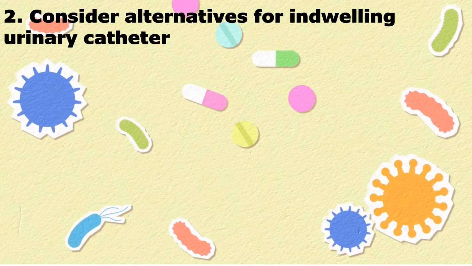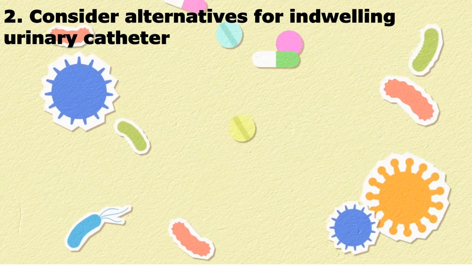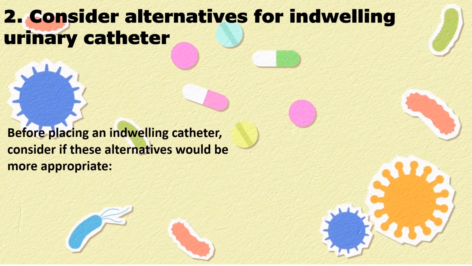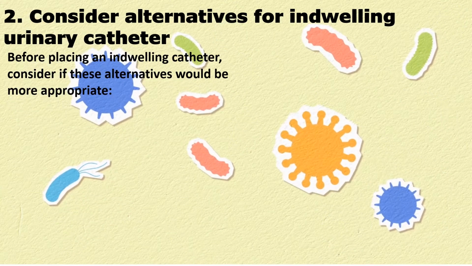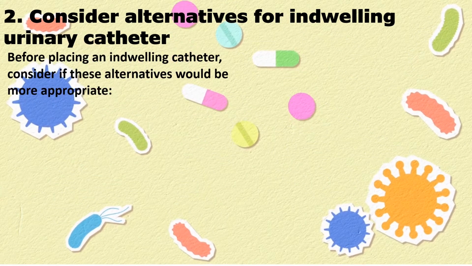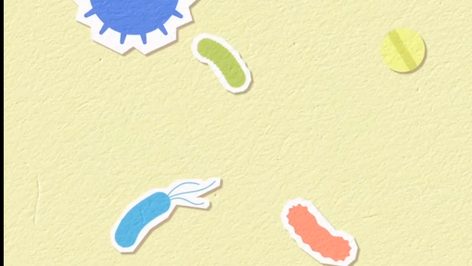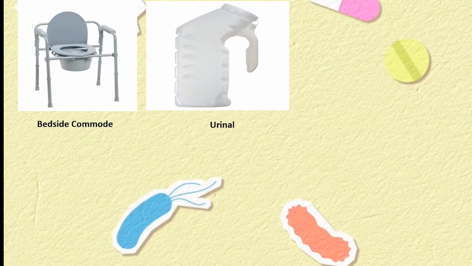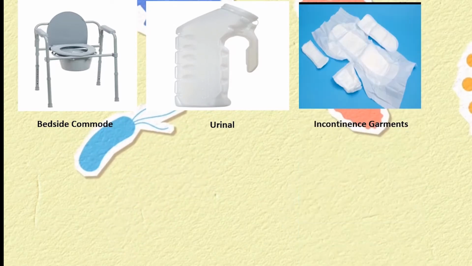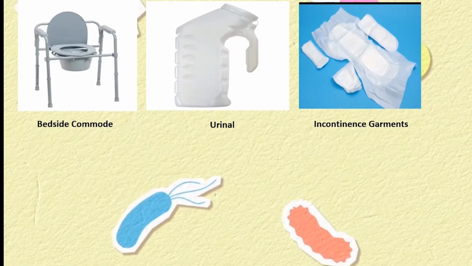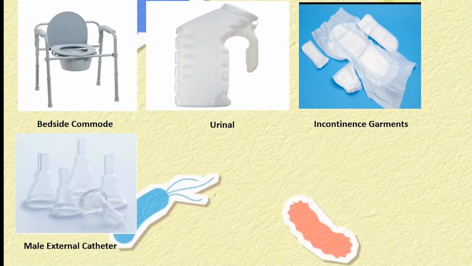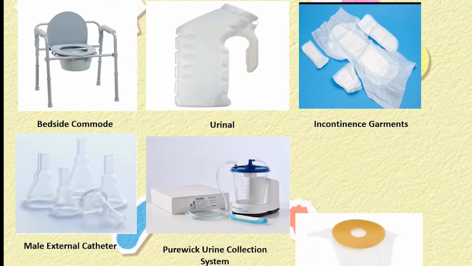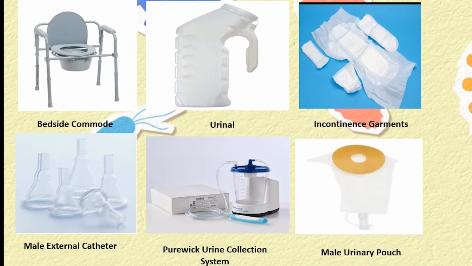The second element of the bundle involves considering alternatives for indwelling urinary catheter. Before placing an indwelling catheter, consider if these alternatives would be more appropriate, such as using the bedside commode, using the urinal, or using incontinence garments. We can also consider using the male external catheter, the Purewick urine collection system, or the male urinary pouch.